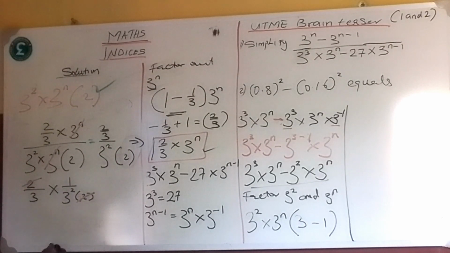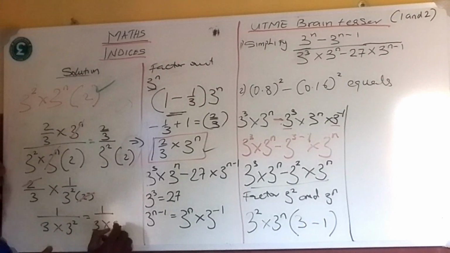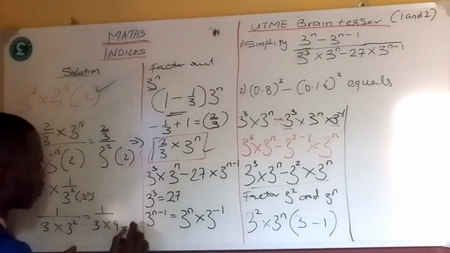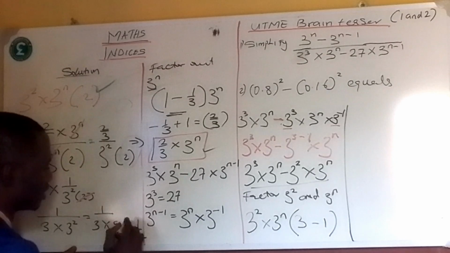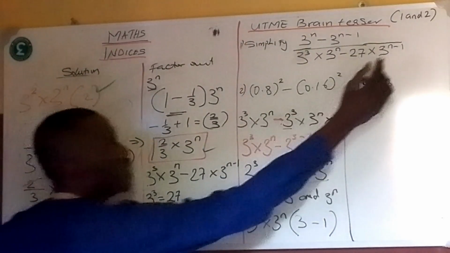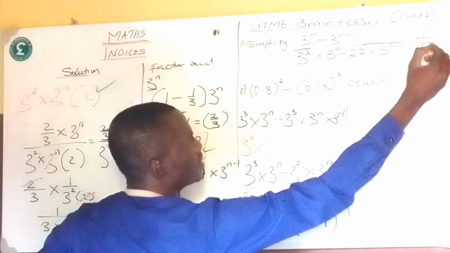So what I have will now become 1 over 3 times 3 raised to the power of 2. Now it will become 1 times 3 raised to the power of 2, that is 9. And then 3 times 9, I think that is 1 over 27. So this is my final answer. The final answer over here is 1 over 27.